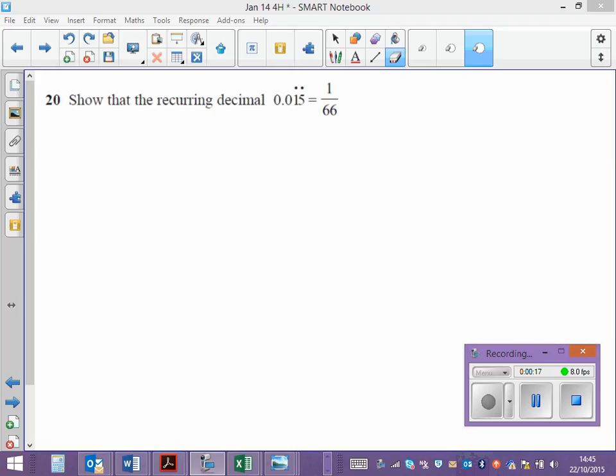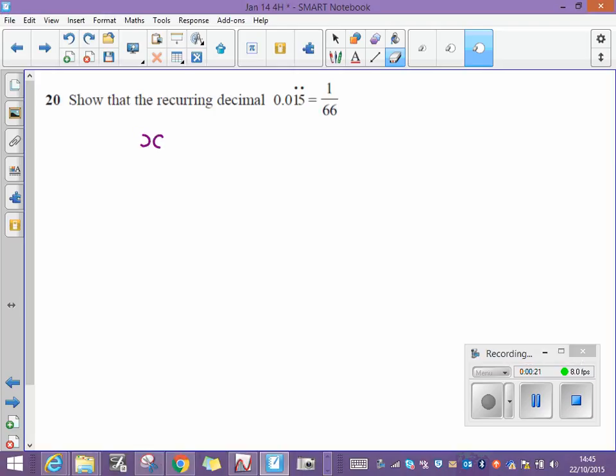First thing that you need to do, and you need to set your working out very, very clearly here, is give some letter to the decimal and write out then the decimal, but write it out without the dots. So the 1 and the 5 have both got a dot on them, which means that that sequence, the 1, 5, is repeated. So the decimal in this case is the same as 0.0, and then we write 1, 5, 1, 5, 1, 5, 1, 5, and so on.